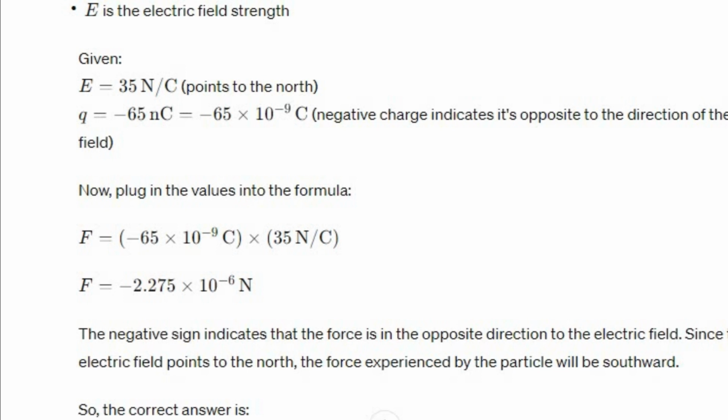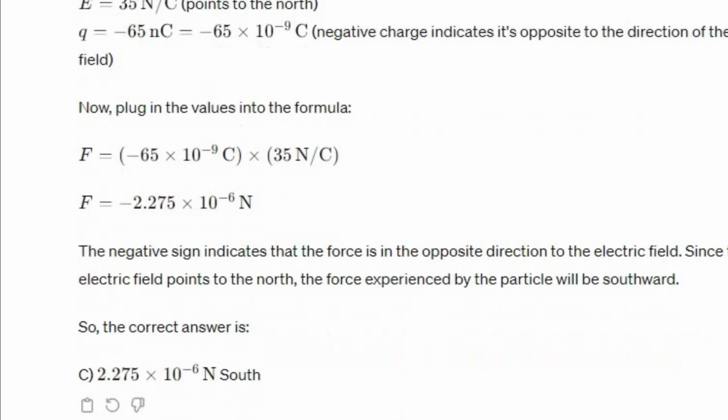The negative sign indicates that the force is in the opposite direction of the electric field. Since the electric field points to the north, the force experienced by the particle will be southward. So the correct answer is C, 2.275 multiplied by 10 raised to power minus 6 N south.